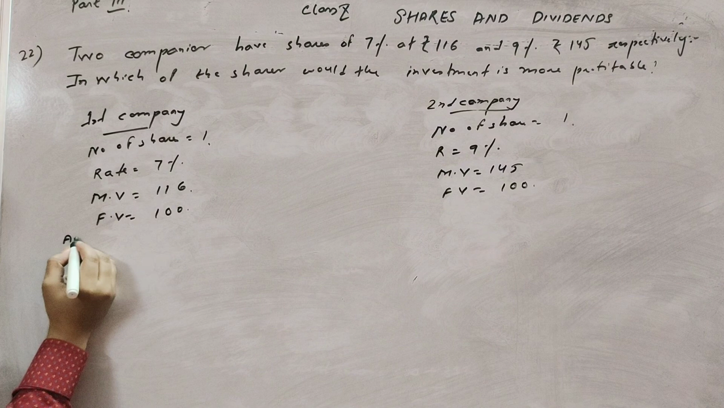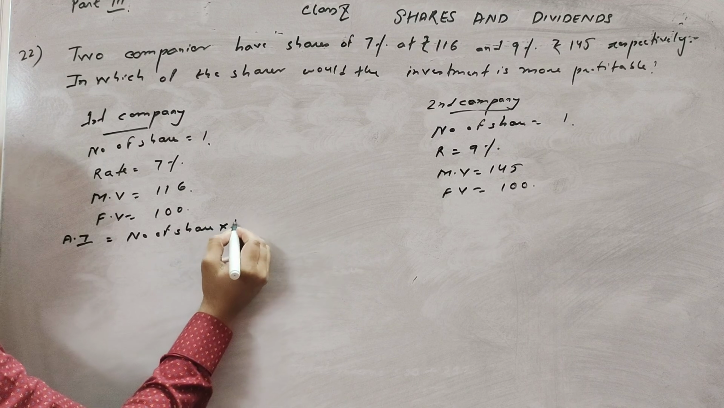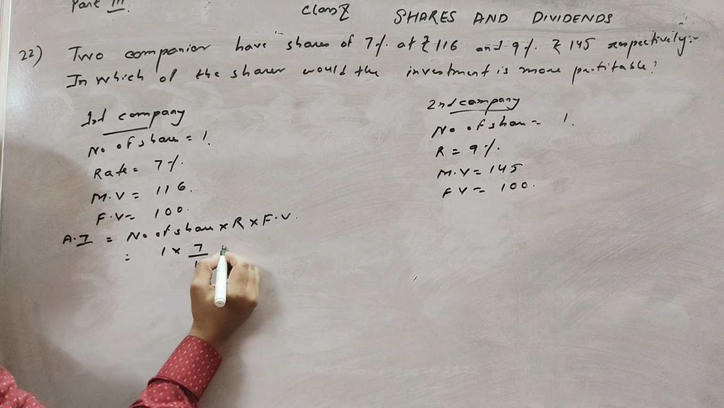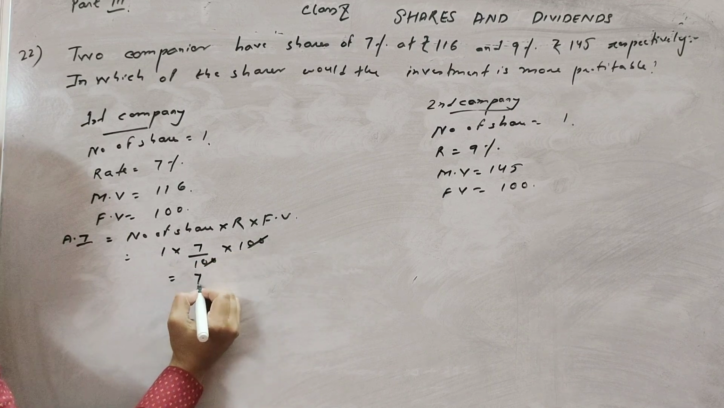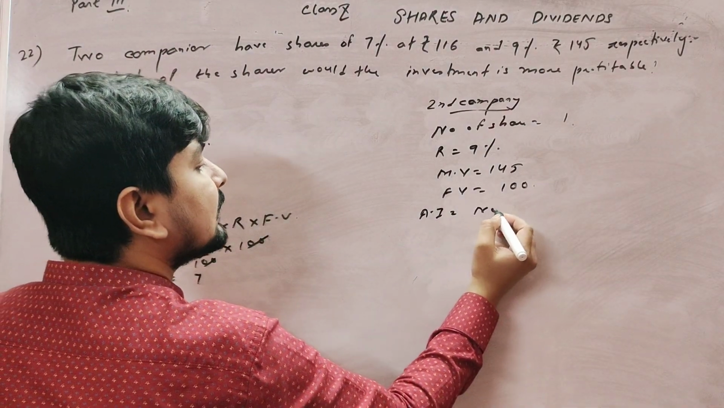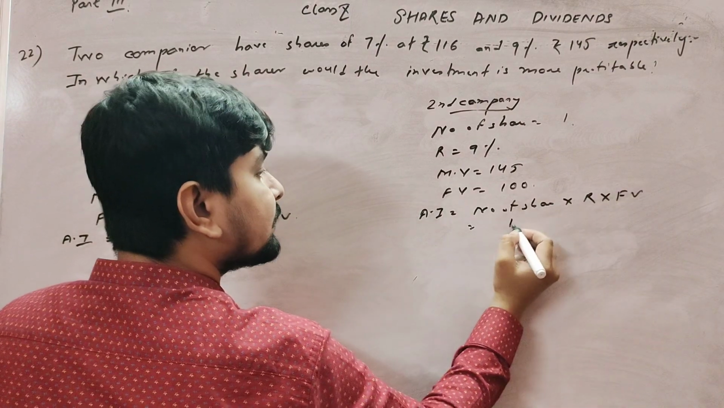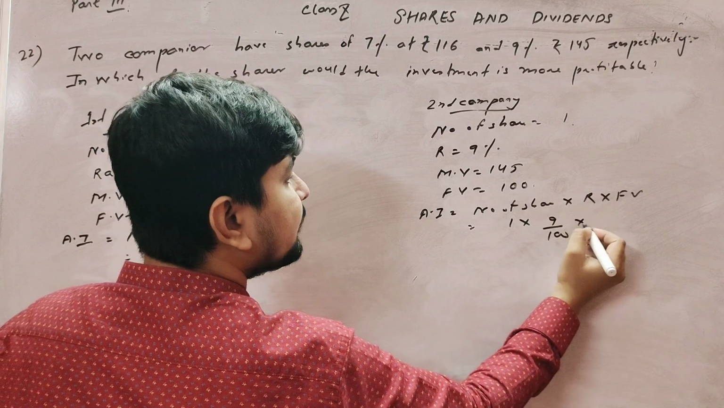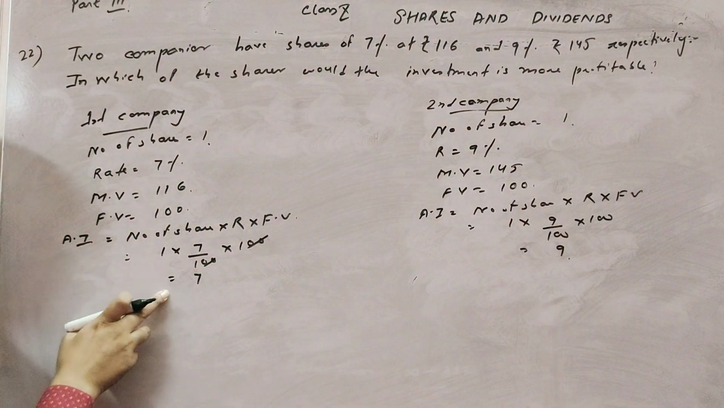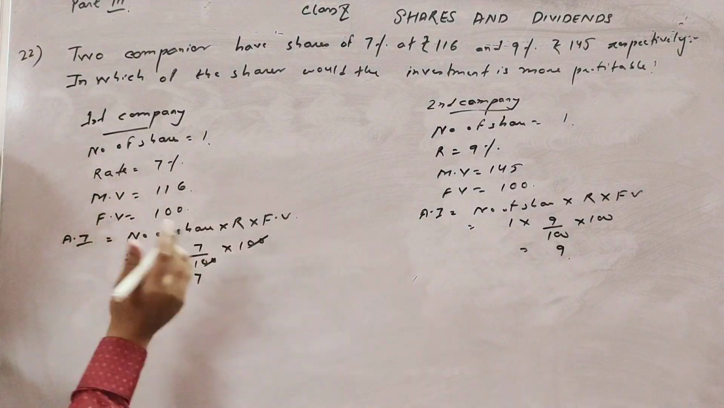So first of all, we calculate annual income. Annual income formula is number of shares into rate into face value. So number of shares is 1, rate is 7 by 100 and face value is 100. So the annual income for one share is 7 rupees. Annual income, number of shares into rate into face value: number of shares is 1, rate is 9% and face value is 100. So this gives rupees 9. That means for one share you get 7 rupees as annual income, and for the other share you get 9 rupees as annual income.